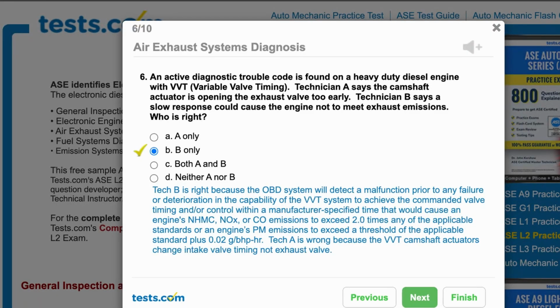B only. Tech B is right because the OBD system will detect a malfunction prior to any failure or deterioration in the capability of the VVT system to achieve the commanded valve timing and/or control within a manufacturer-specified time that would cause an engine's NMHC, nitrogen oxide, or CO emissions to exceed 2 times any of the applicable standards or an engine's PM emissions to exceed a threshold of the applicable standard plus 0.02 g/bhp-hr. Tech A is wrong because the VVT camshaft actuators change intake valve timing, not exhaust valve.